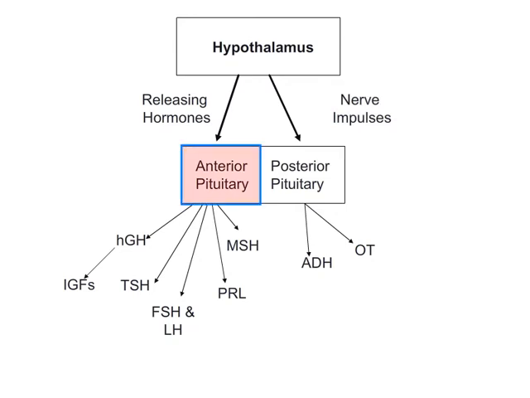In turn, the anterior pituitary gland will secrete one of 7 different hormones, including human growth hormone, TSH or thyroid stimulating hormone, the gonadotropins FSH and LH, as well as prolactin and MSH or melanocyte stimulating hormone. When stimulated with electrical impulses, the posterior pituitary will secrete either ADH, antidiuretic hormone, or oxytocin. Both of these hormones are produced in the hypothalamus but simply stored in the posterior pituitary.